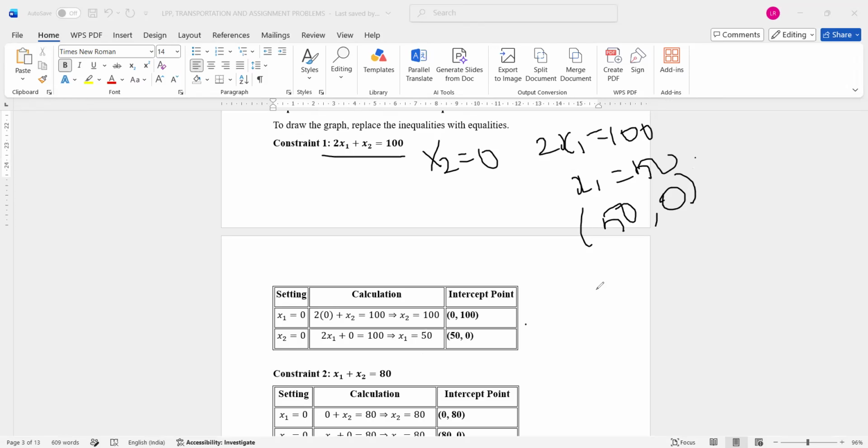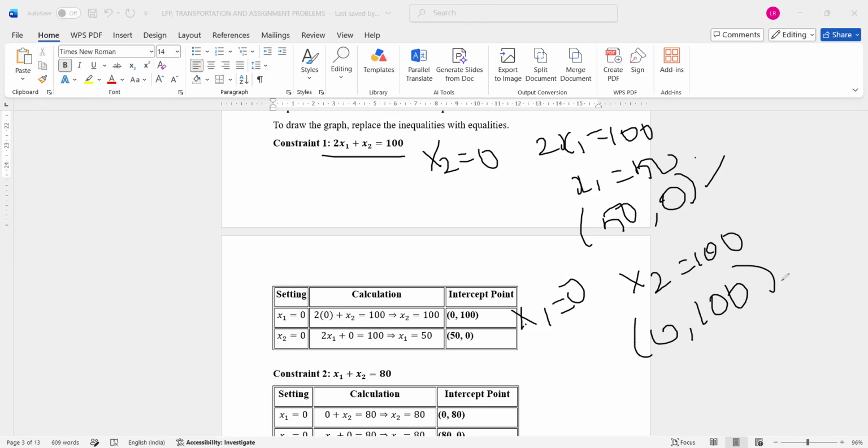Next, I'll put x1 equal to 0 in this equation. Then x2 is equal to 100. So automatically I will get 0 comma 100. So this is the first line: 50 comma 0 and 0 comma 100. That only I have drawn here.